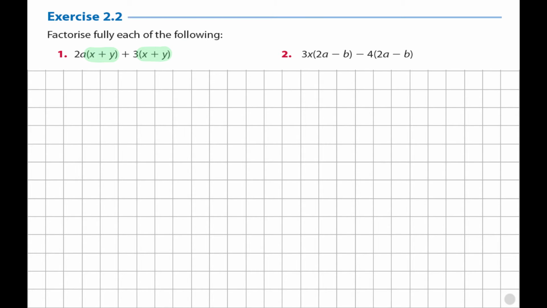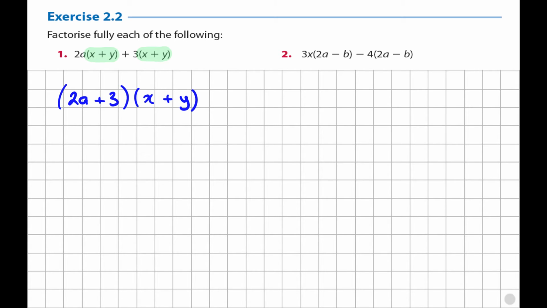So in this case, I can say 2a plus 3 times x plus y. And like I said before, this is the opposite to expanding. If I was going to expand this, I'd say 2a times everything in the second, which is x plus y, plus 3 times everything in the second, which is x plus y. So you can see how that's the opposite there.